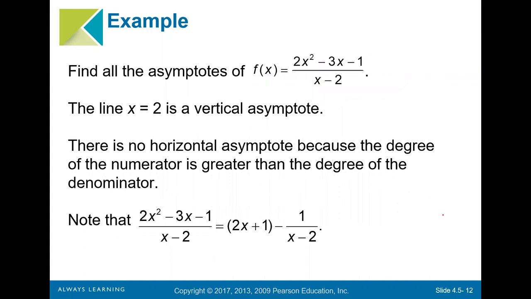All right, here we go. It says find the asymptote. So to find the vertical asymptote, we just take the denominator, set it equal to 0, solve, and that's where we get x equals 2 as the vertical asymptote.